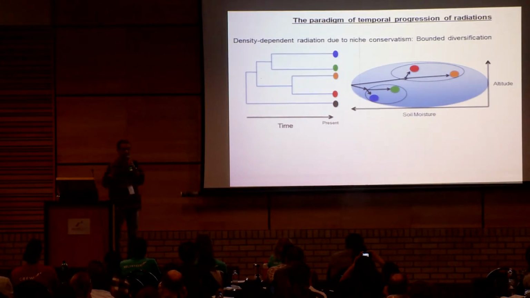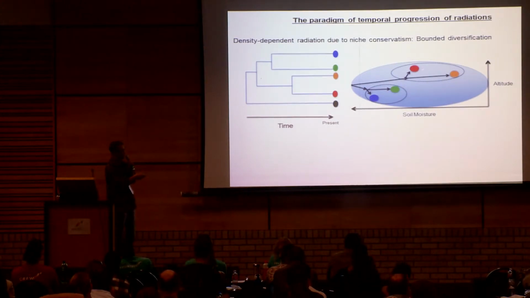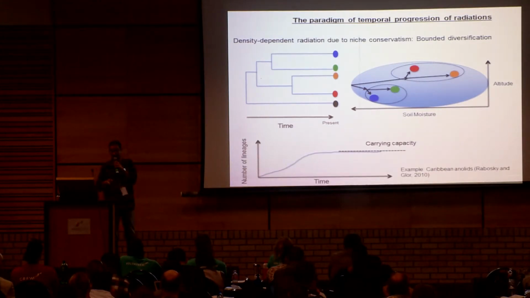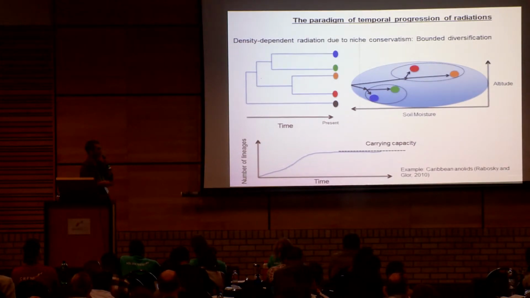These guys cannot move, they cannot change niches. If they occur in this particular ecological niche, they cannot move. If they get out, they die. Then the kind of dynamic you would get is a diversity-dependent pattern, simply because you have an increase in diversification, and then the niches are filled, that's it. And that's a lineage through time plot, number of lineages through time.